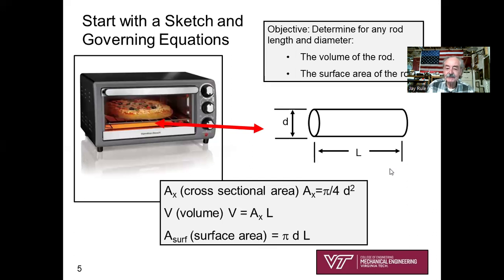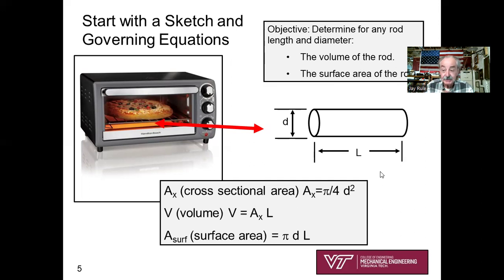Okay, so anyway, let's quickly set up our governing equations and a sketch. At least in PowerPoint, I have drawn a sketch. You can also do this in Excel, but that'll be time for another video. But here's a little picture of my toaster oven. Here is a sketch of a cylindrical rod, diameter little d, length L. Our job is to calculate the volume of the rod and the surface area of the rod.